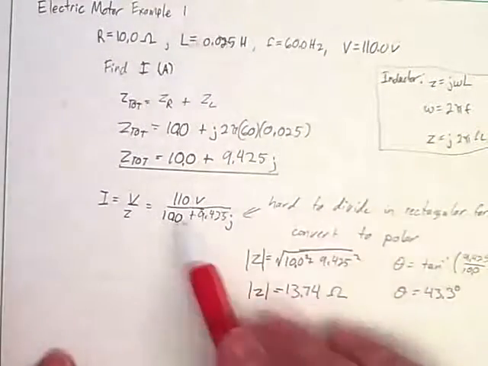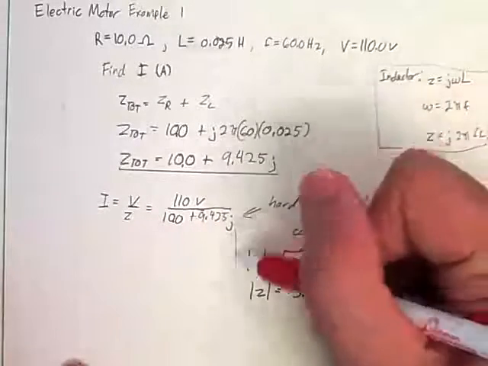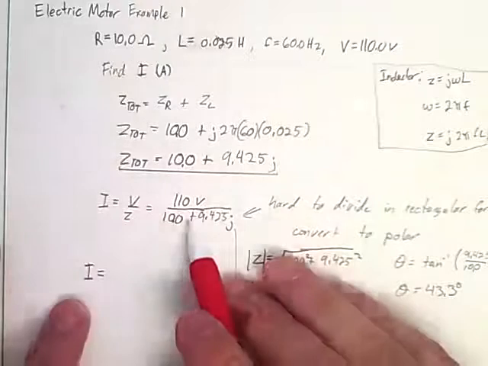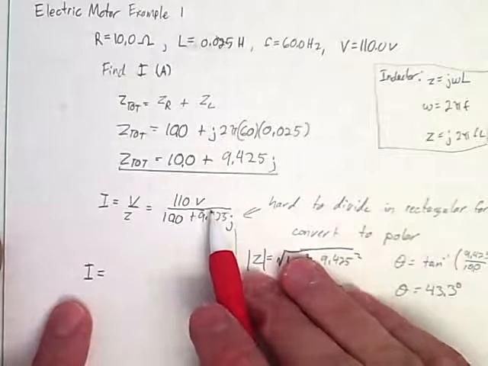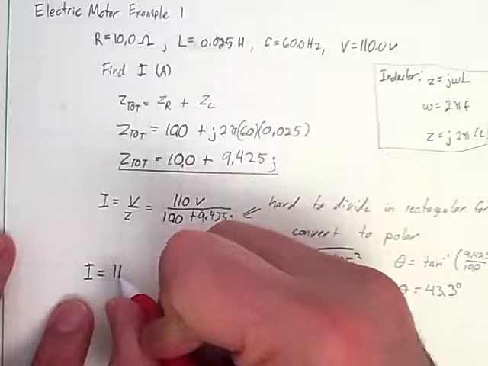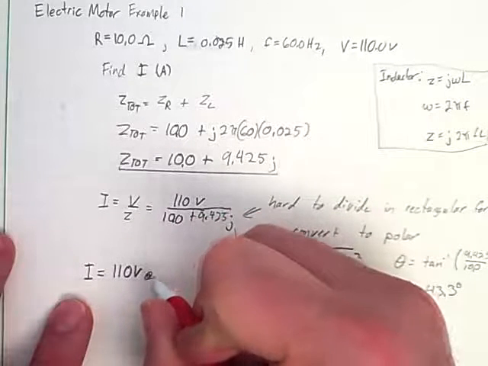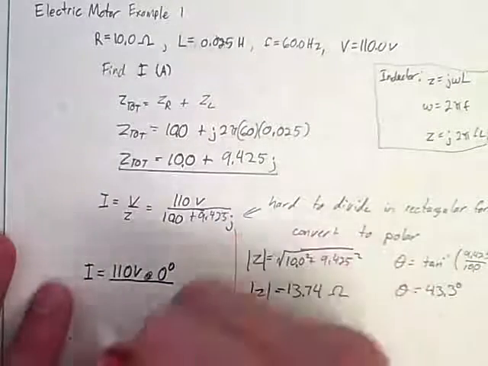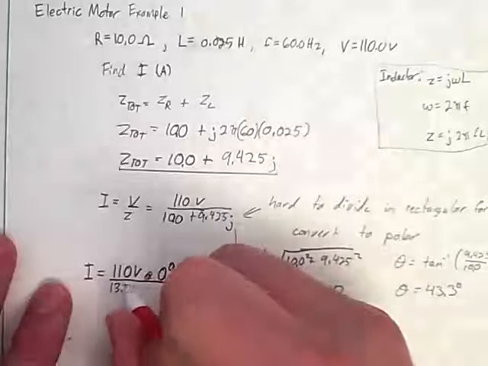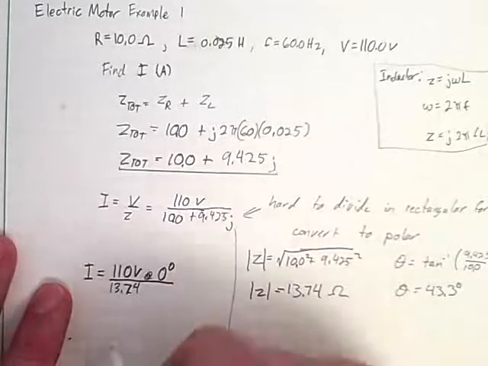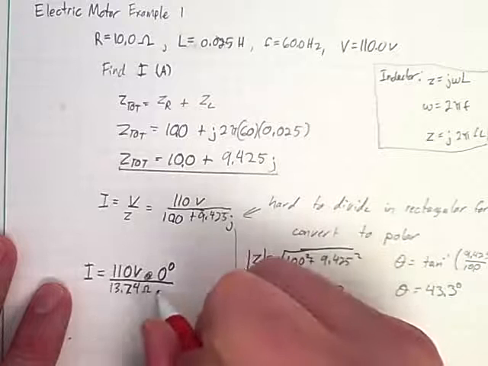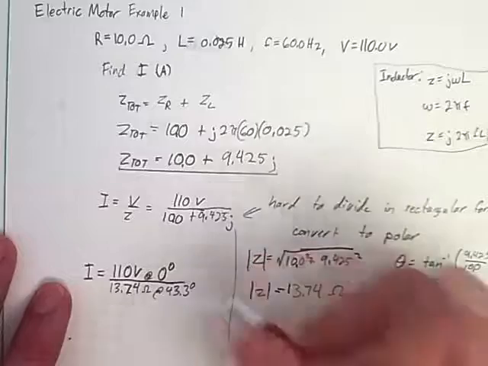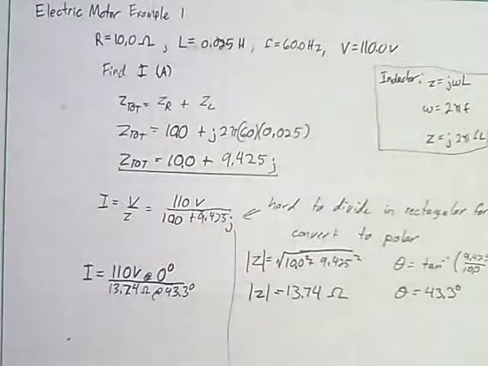If I want to rewrite this part of the equation, I know that I is equal to V. It doesn't have any imaginary part, so if we remember back, that really just means it's 110 volts at 0 degrees divided by 13.74 ohms at 43.3 degrees. And that still doesn't really make sense.